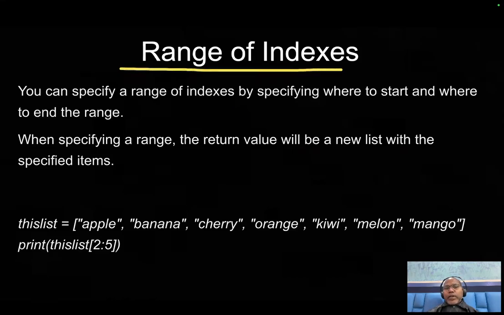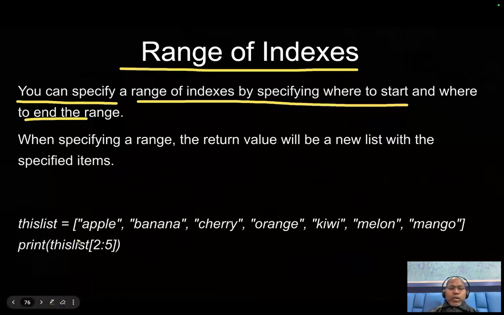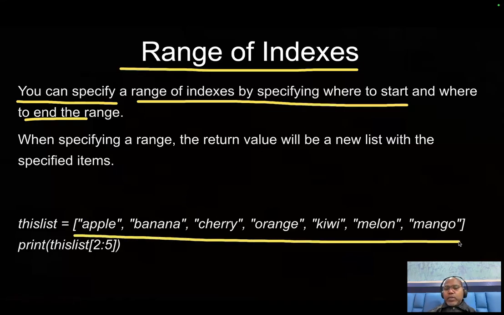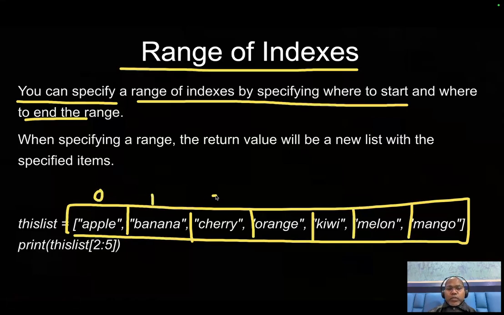So, a range of indexes. We can specify a range of indexes by specifying the start and end element. Range of indexes means slicing. Let's say this is my list: one element, two element, three element, four, five, six element. Here are index 0, 1, 2, 3, 4, 5, 6.